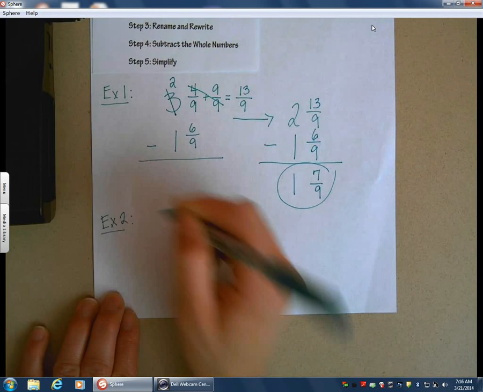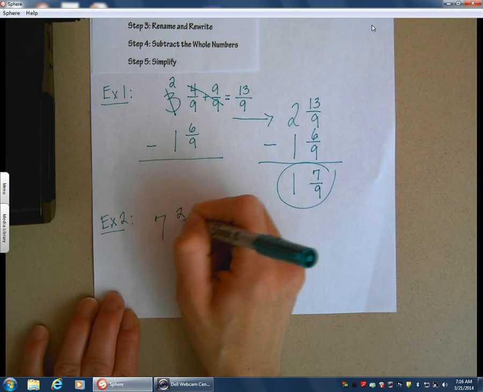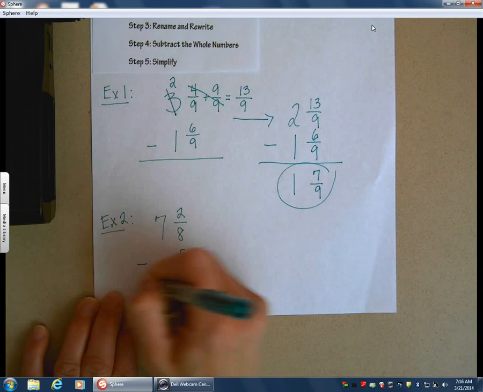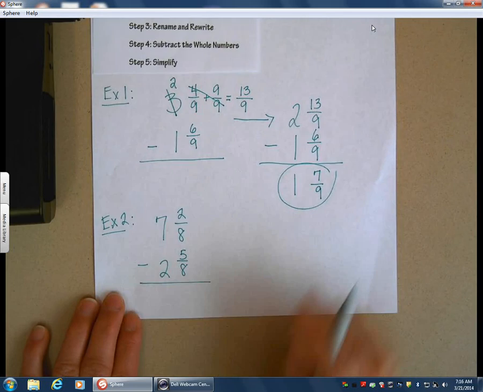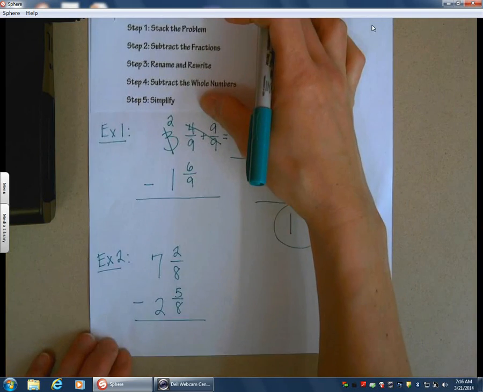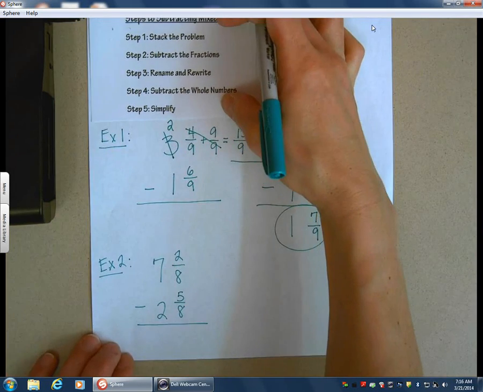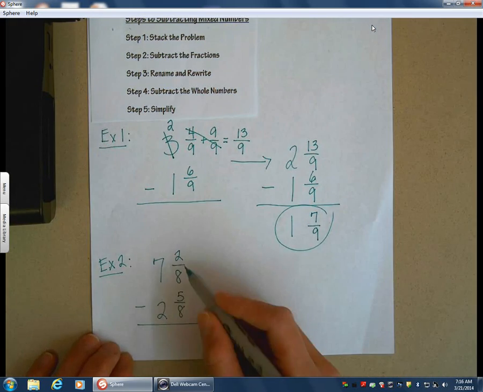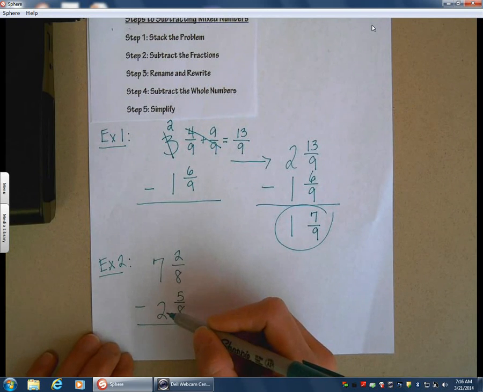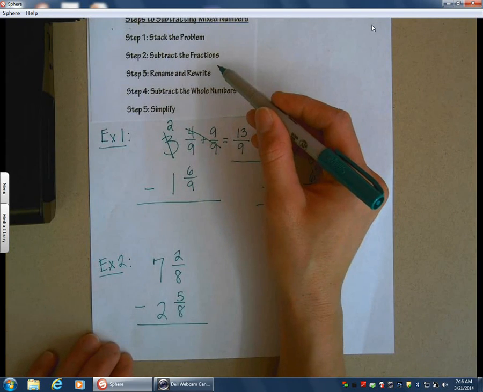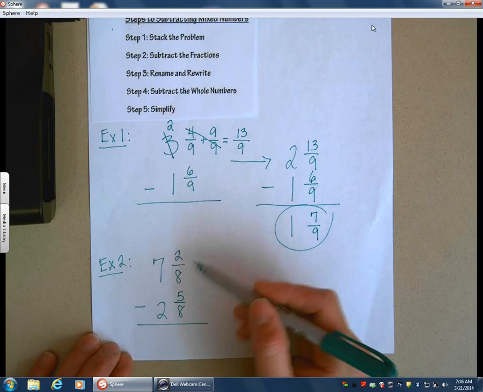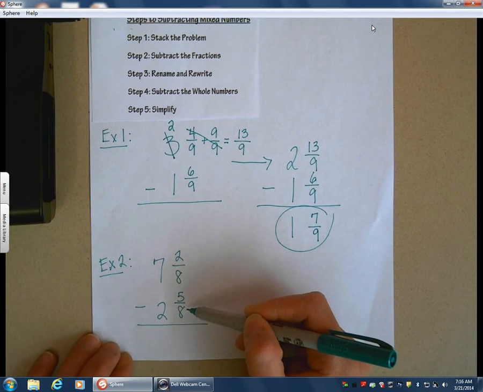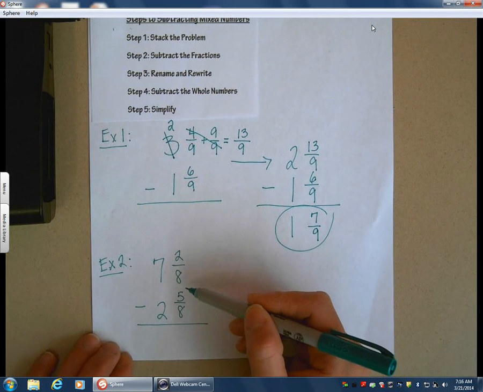So this new problem is 7 2/8 minus 2 5/8. Let's just scoot this down a little bit more so we could see all those steps. Okay, so step 1 says to stack the problem. My fractions are above each other. My whole numbers are above each other. Now I have to subtract the fractions, step 2. When I look at this problem again, I can see that 2/8 minus 5/8 can't happen because 5 is larger than 2. So I need to borrow some.